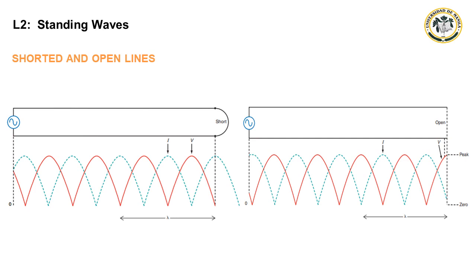The illustration at the right shows the standing waves on an open circuit line. With an infinite impedance load, the voltage at the end of the line is maximum when the current is zero. All the energy is reflected, setting up the stationary pattern of voltage and current standing waves as shown.